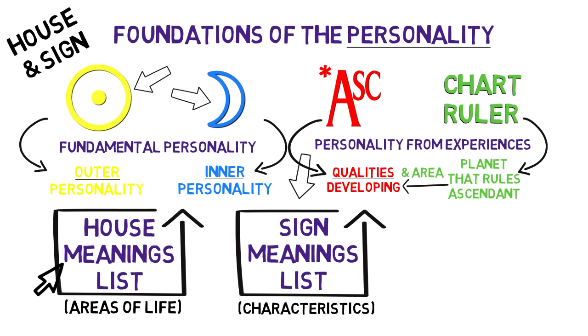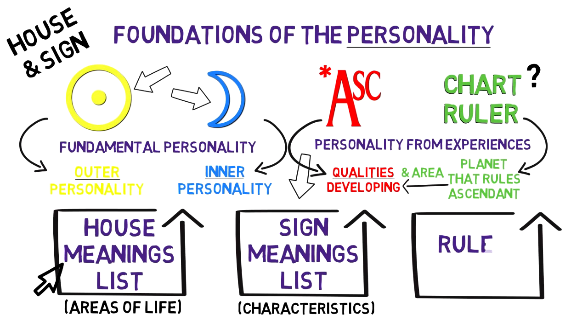Now let's identify your chart ruler. First, you must know what planet rules the sign your ascendant is in. Use this PDF here to get a list of rulers for each of the zodiac signs. You might notice you have two. In this case, mark both planets, as they'll be equally as important.